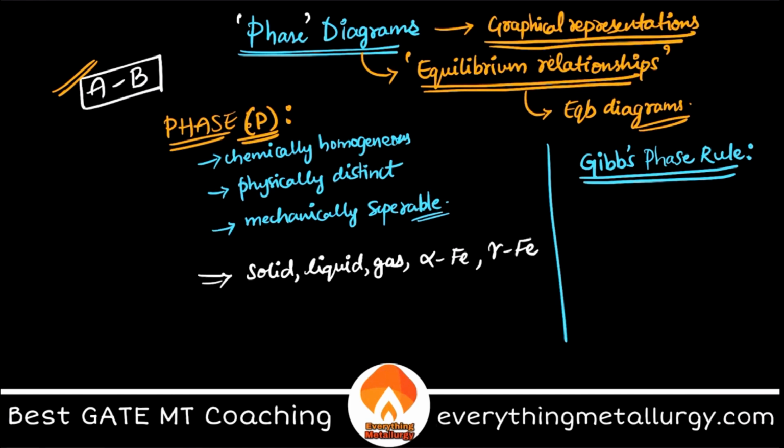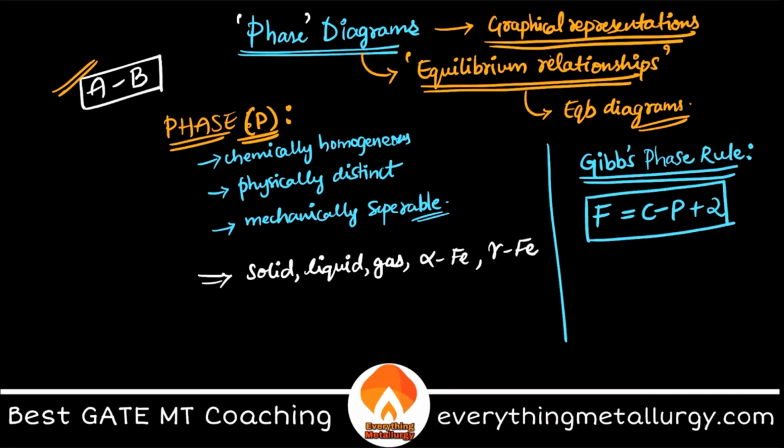Anybody want to take that? Yes, what is Gibbs phase rule? Or maybe what is the equation of Gibbs phase rule? Okay, so let me put it this way. So yes, Navya has pointed out that we have something called F is equal to C minus P plus 2.